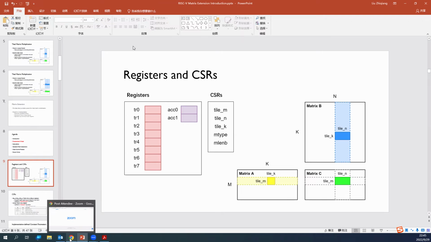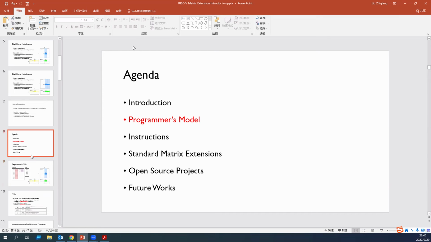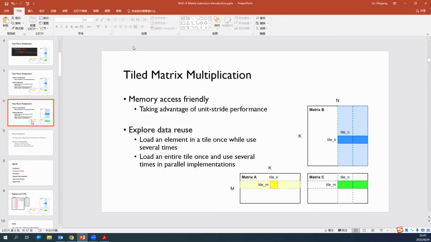Okay. Then the second question: is there any constraint relationship between RLEN and VLEN? How to set VRLEN without CSR? I think there is no CSR to set RLEN. RLEN, okay.